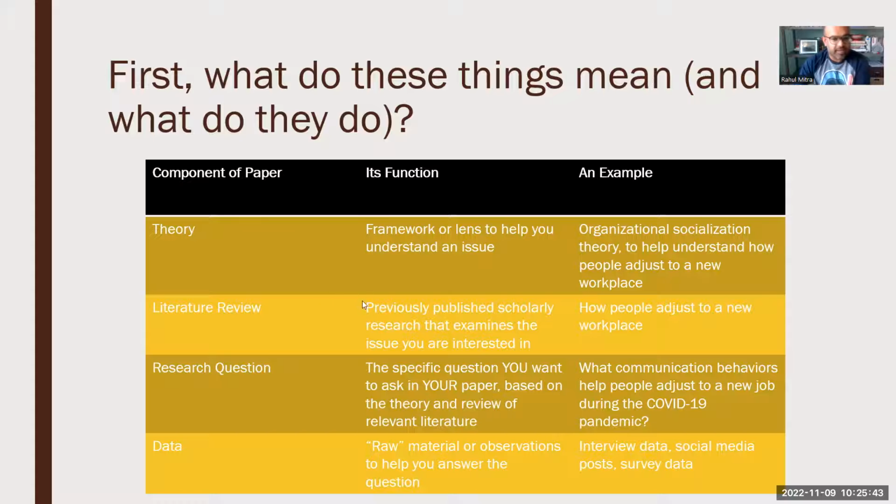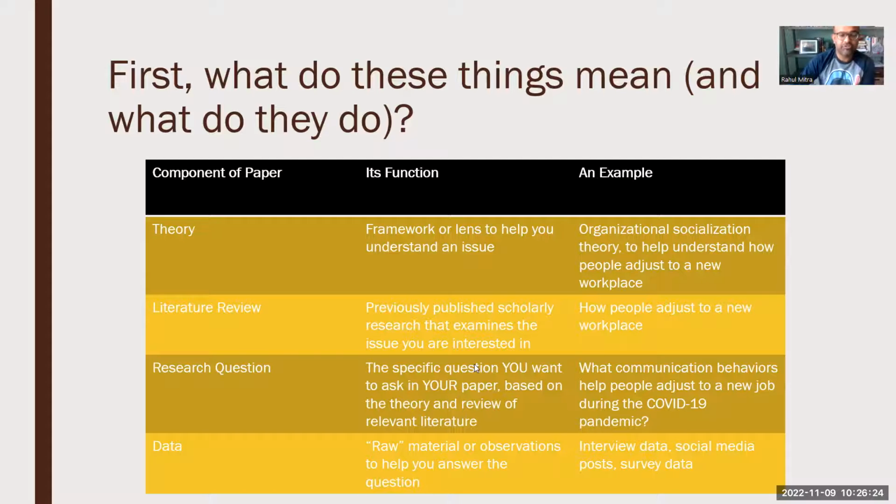Your literature review can overlap sometimes with your theory section, but generally speaking, it's considered the previously published scholarly research that examines the issue you are interested in. Oftentimes, I find that the literature review is really important to help understand the context of the study. So for example, in this case, the problem is how people are adjusting to a new workplace, and the literature review would be looking at all of the prior research that has addressed this particular issue, this particular context, in the past.